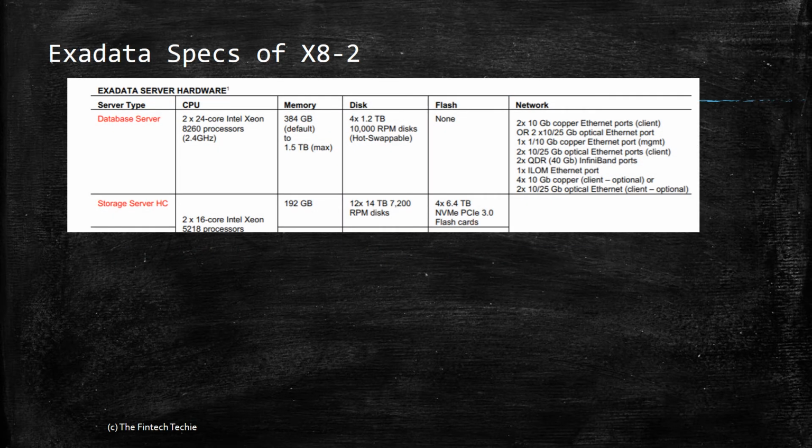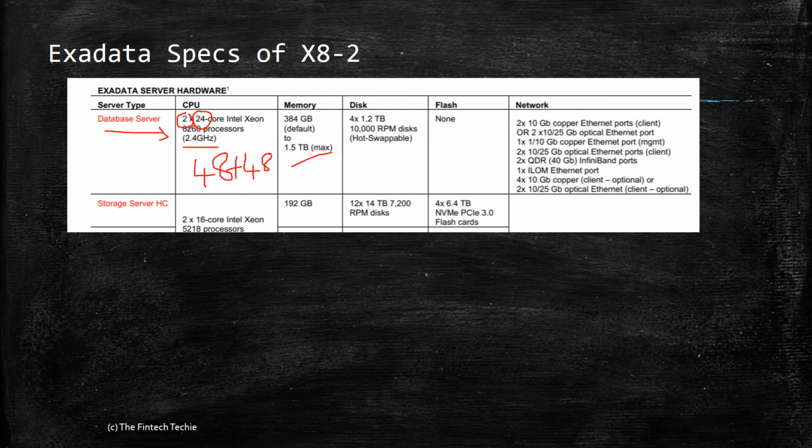What it means is that for a given database server, for a given node, let's say there's a two-node rack. That means there are two servers. Each of those servers is going to have two processors, and each processor will have 24 cores. So you will have a total of 48 cores in one node. If you have two nodes, it's going to be 48 plus 48, 96. And it has a default memory of 384, which you can ramp up to 1.5.